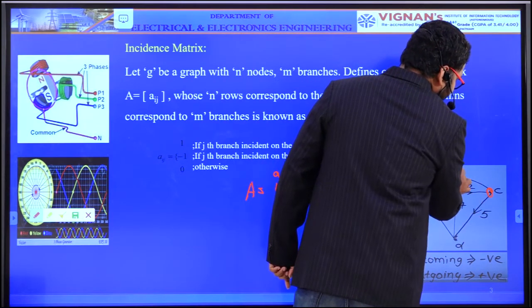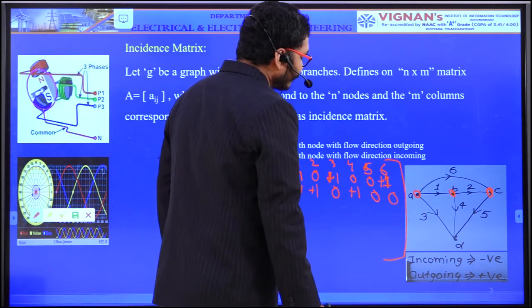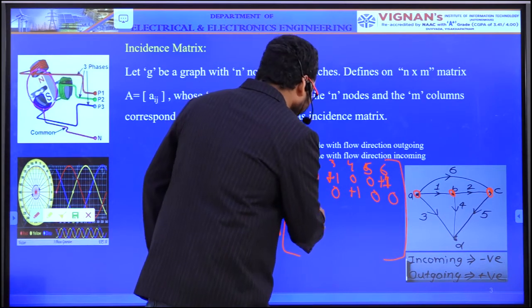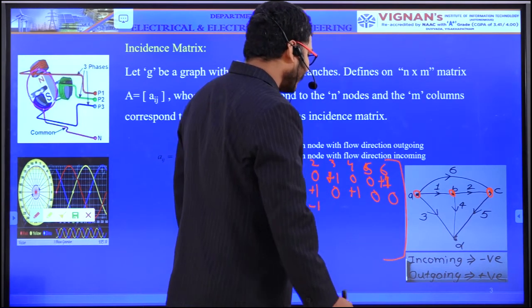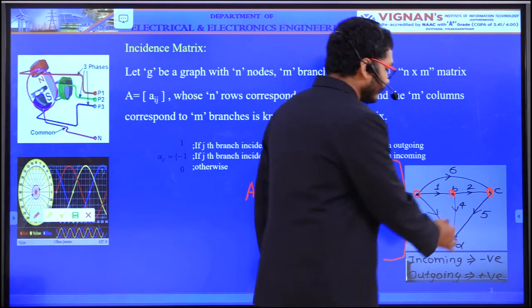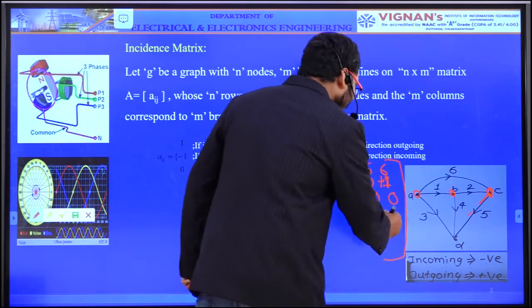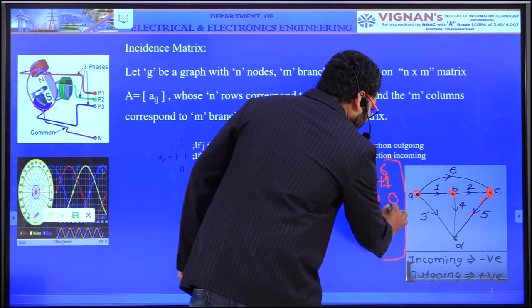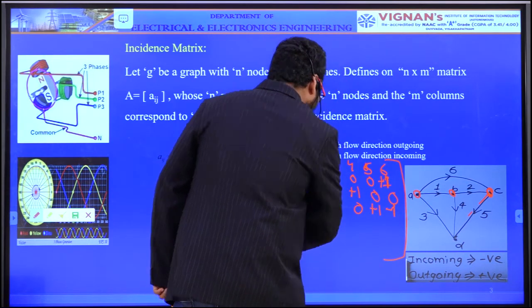So 6 to 5, okay, 2 5 6. 2 is incoming, so this is -1. 5 is outgoing, so this is +1. From this node, 5 is outgoing, 2 is incoming, and 6 is also incoming, so this is -1 and this is -1. The remaining you can consider as zeros.